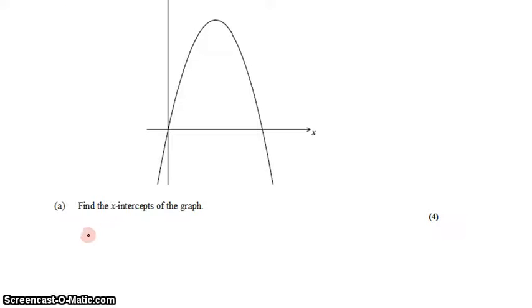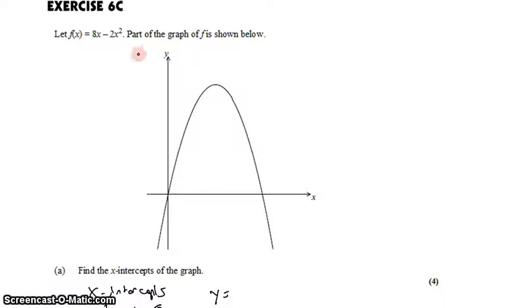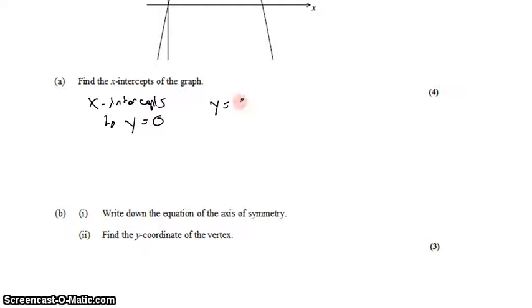So if we're looking for x-intercepts, we'll find them by letting y be equal to 0. So we have our function y equals 8x take 2x squared, and we'll let that be equal to 0. Now to solve this for x, you might be tempted to divide both sides by x. But you have to be careful because anytime you divide by your variable, you're eliminating 0 as a solution because you can't divide by 0.